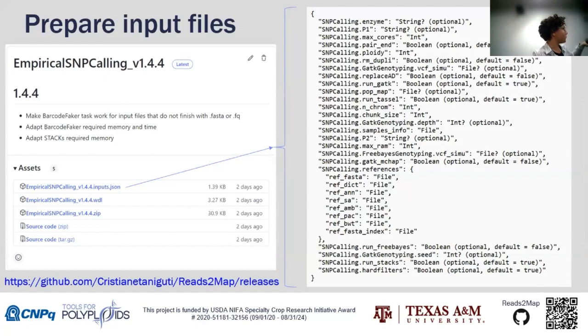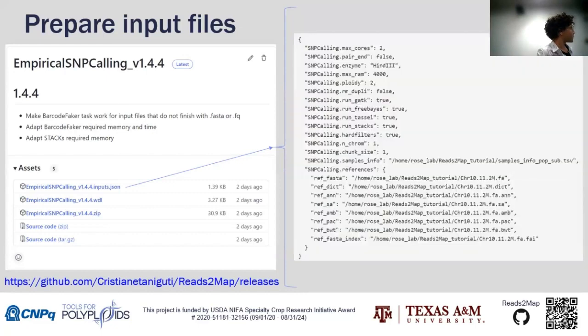We have the template, but what you need to do is fill in each one of the items with your files and with the choices that you want to make for the analysis. It's basically whether you want to run Stacks or not, whether you want to run Tassel or not, and the path for your files, and the path for your reference genome, and the reference genome indexes.